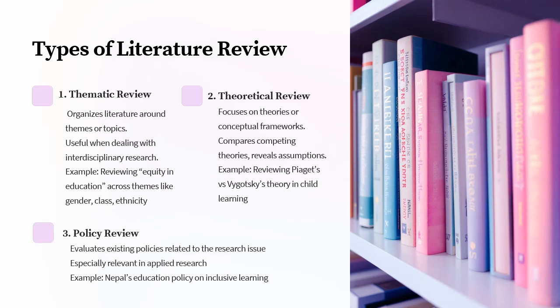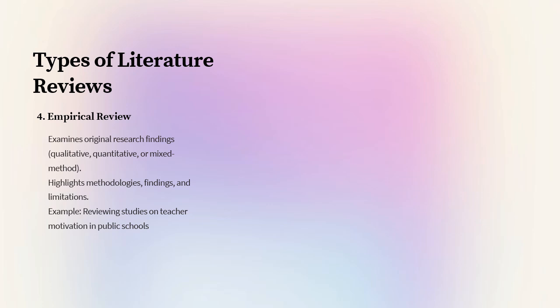The third one is policy review. It evaluates existing policies related to research issues, especially relevant in applied research. For example, Nepal's education policy on inclusive learning. Continuing with that, now let's talk about the fourth one, which is empirical review. It examines original research findings, which are qualitative, quantitative, or mixed method. It highlights methodologies, findings, and limitations. An example of it is reviewing studies on teachers' motivation in public schools.